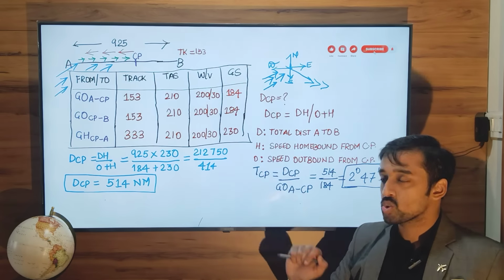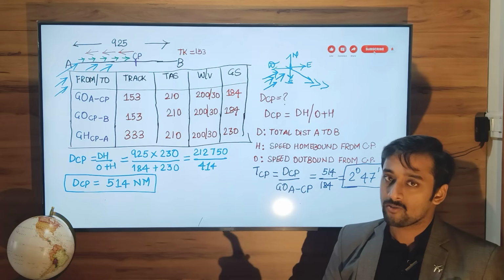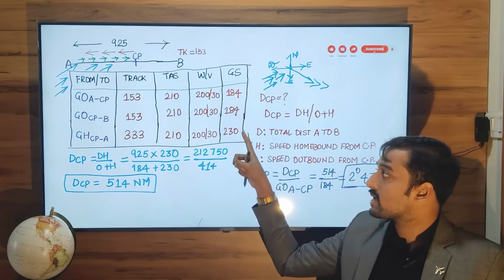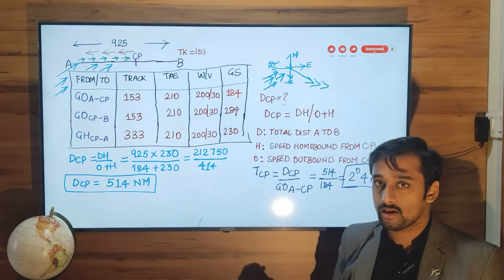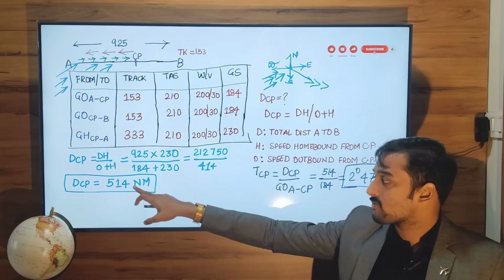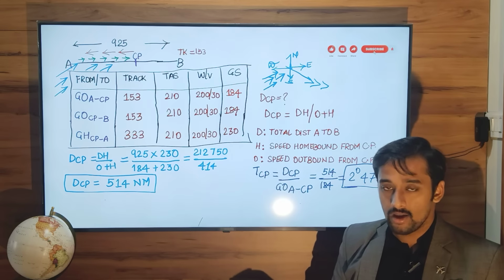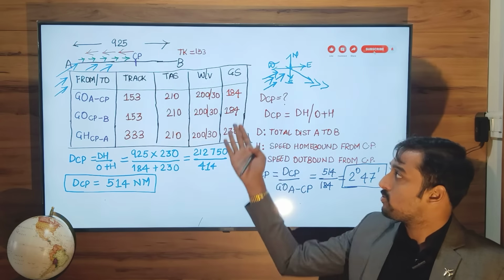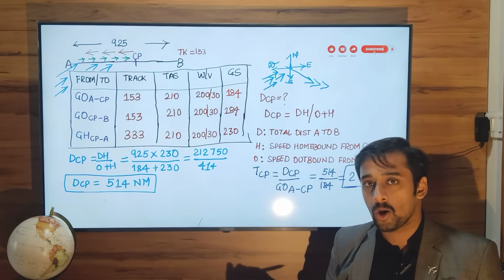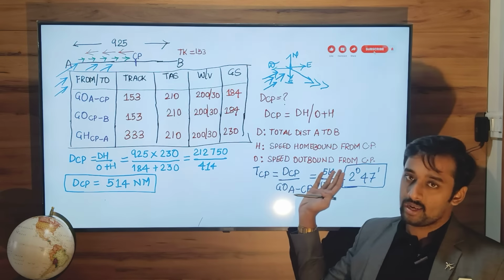Here the ground speed was 229 decimal 3 something, so I have rounded off to the next higher digit, 230. Because of this one increment that I have given at each place, the final answer has increased from 508 to 514. So in the exam, even if you do it like I have done, you will have three options, and you can select any option which is closer to your value.